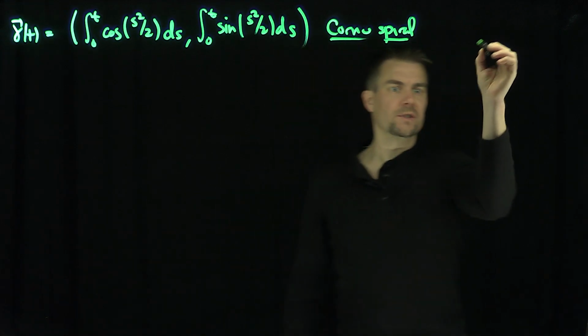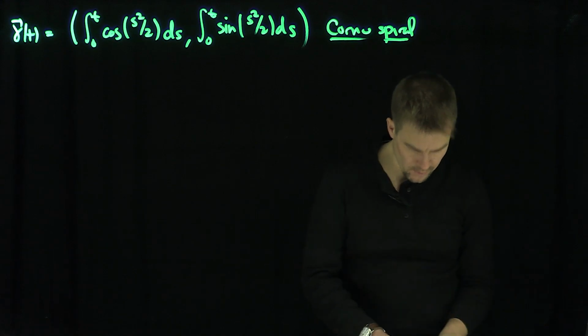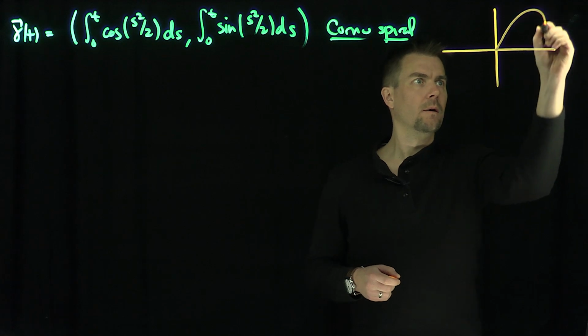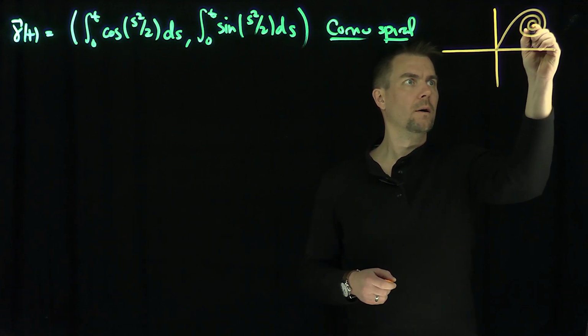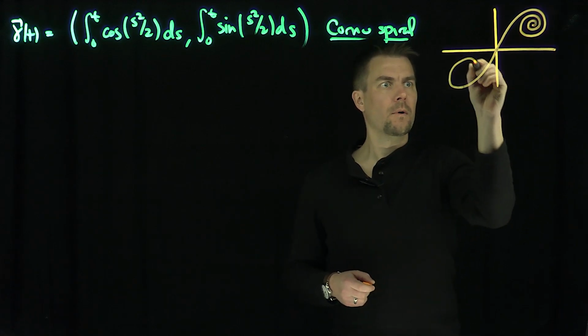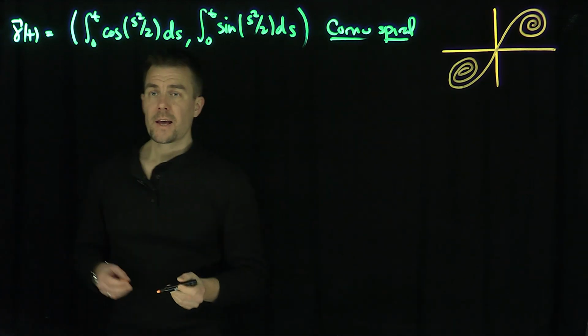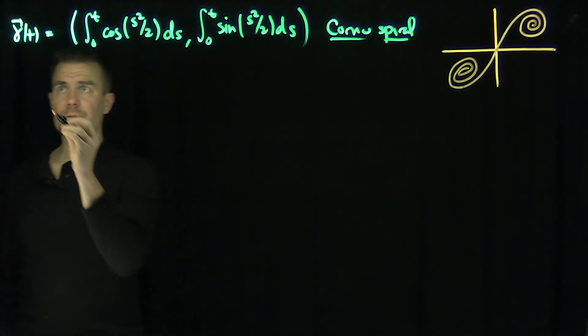And these Cornu spirals look something like this. If you were to plot them using software, you'll see that they have the following sort of structure. Something like that. Those are Cornu spirals. And we want to put the curve into arc length parameter, right? So let's compute the derivative.